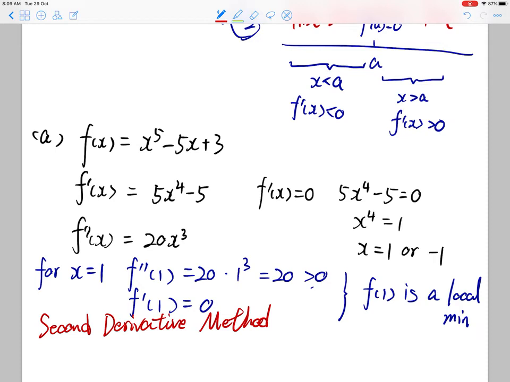So the question asks you to use both first and second. So here I use the second derivative test for question A. I will use the first derivative test for question B. So for question A, I will just use the second derivative method.